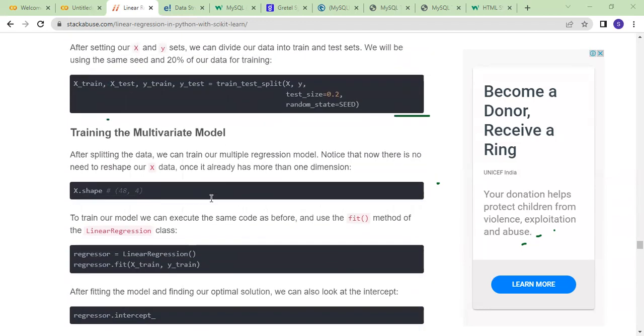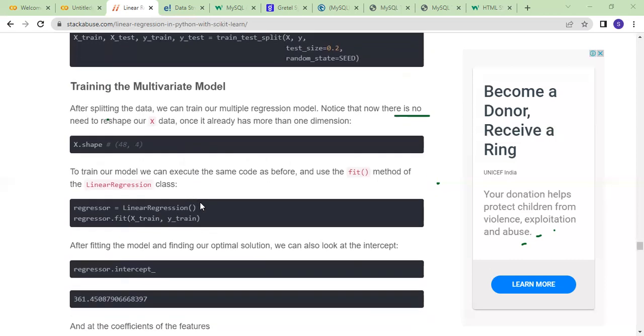So after that, as I told you in the last class, before you want to develop the model or fit the data set into a particular model, we must reshape the data set. Otherwise, it will show an error. So whether our dimensions are identical or not, we will check with the help of the shape.